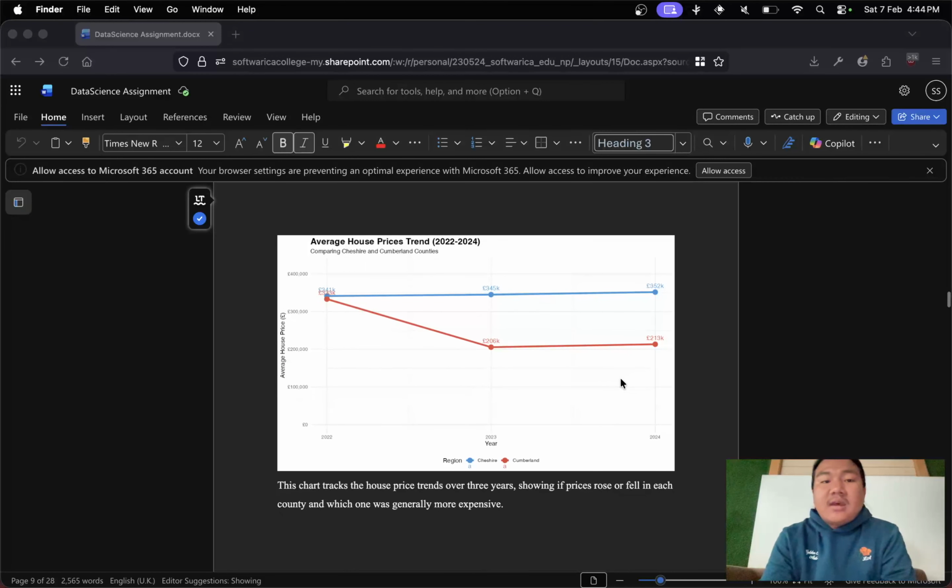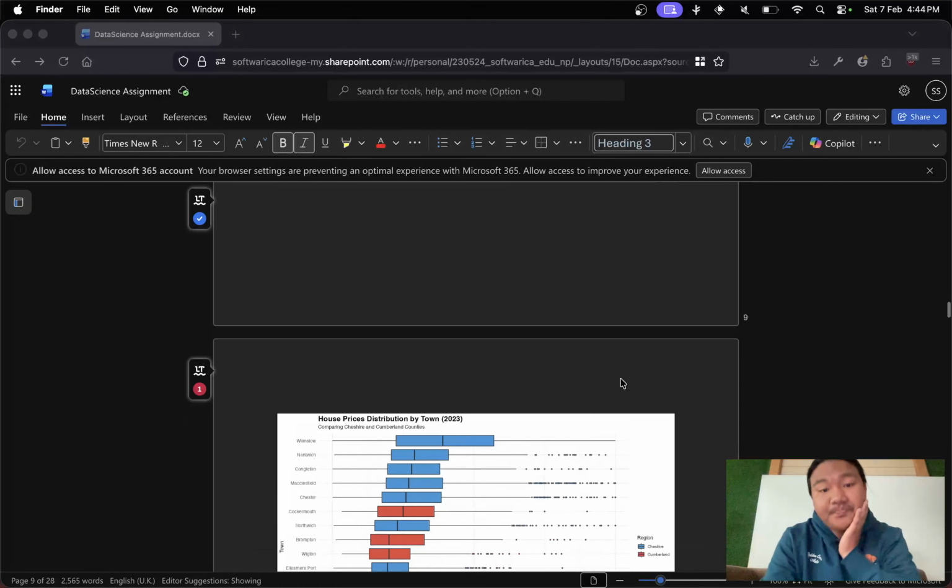This chart shows the average house price trend from 2022 to 2024. This chart tracks the house price trends over three years, showing if prices rose or fell in each county and which one was generally more expensive.